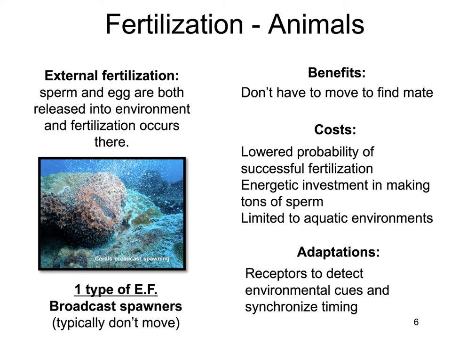Okay, so if we talk about some of the adaptations that we see in broadcast spawners that practice external fertilization, oftentimes we'll see receptors to detect specific environmental cues to synchronize the timing of the release of eggs and sperm. So you want to make sure that everybody's releasing a bunch of eggs at the same time that everybody's releasing a bunch of sperm to increase the probability that they're going to find each other, okay? And so there'll often be either some sort of chemoreceptors or photoreceptors to detect the right time of year to release your eggs and sperm. And this is what we'll see.